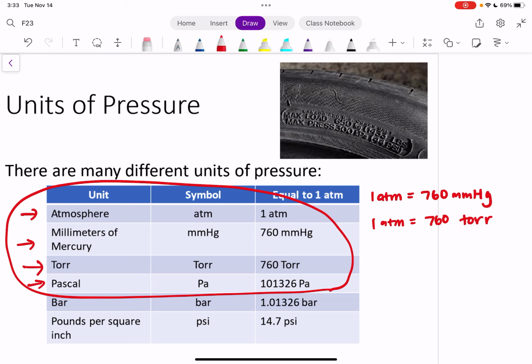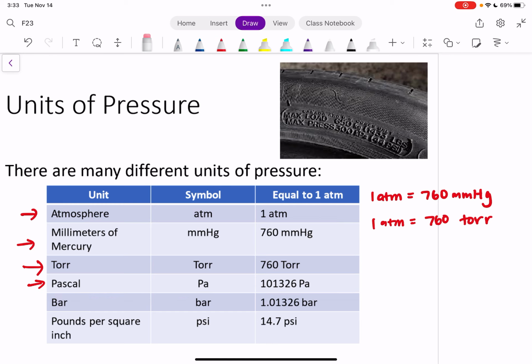Okay, and on the right-hand column, you can see that we have equalities listed here for how many pascals or torrs or millimeters mercury is equal to 1 ATM. So 1 ATM also equals 101,326 pascals. Okay, and just like any time we have a unit, you do want to make sure that you're using the correct symbol for that unit. Pay attention to capitalization and stuff like that.